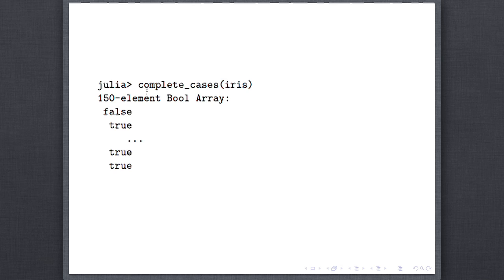This is something that just will tell you which rows have NAs and which don't. This is really important for statistical analysis, but is otherwise maybe not so interesting.